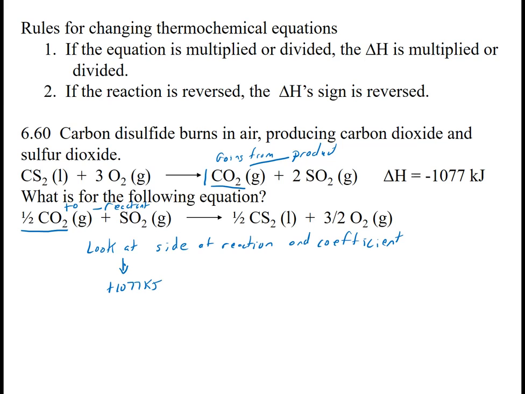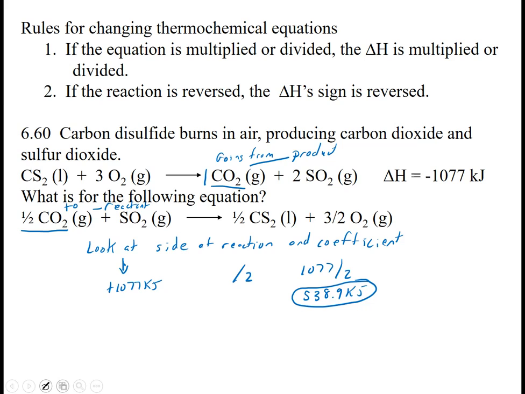And then look at the coefficient. Looking at carbon dioxide, the coefficient, when there's nothing written here, is assumed to be 1. Now I went from a coefficient of 1 to 1/2. How do I change a 1 to a 1/2? I divided by 2. So the 1077 divided by 2 gives me a positive 538.9 kilojoules. And that's the answer to this question.